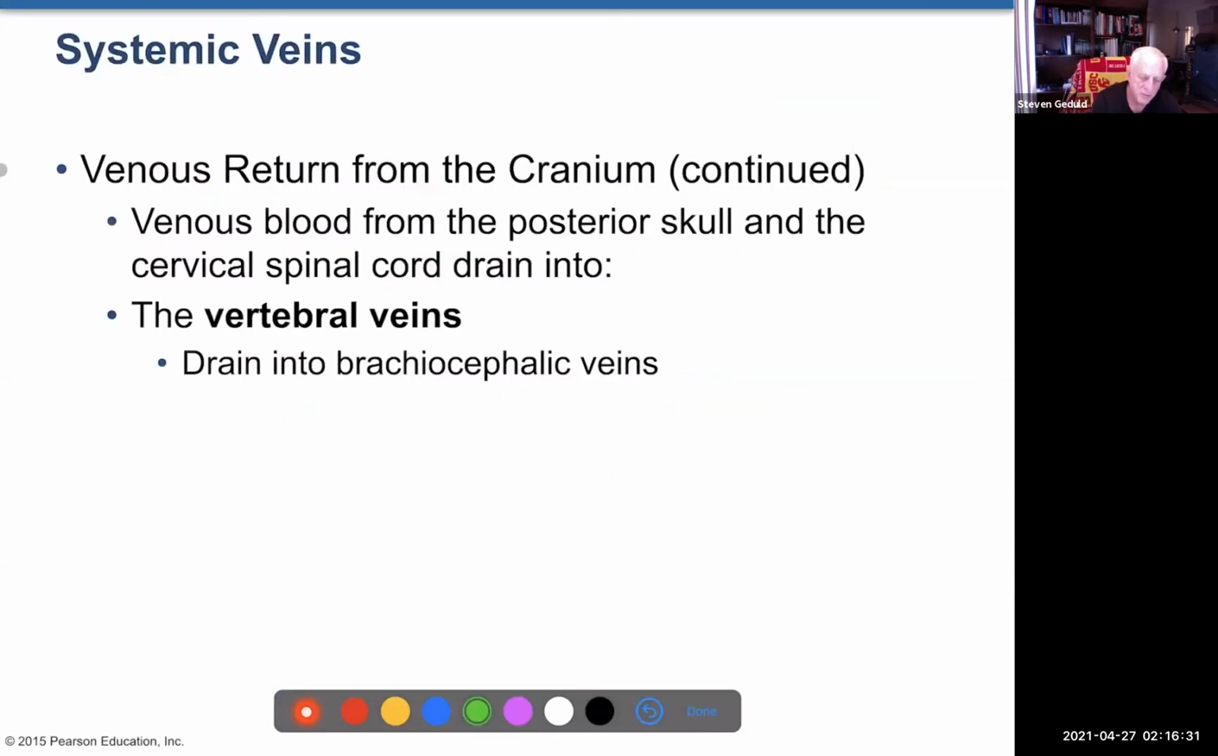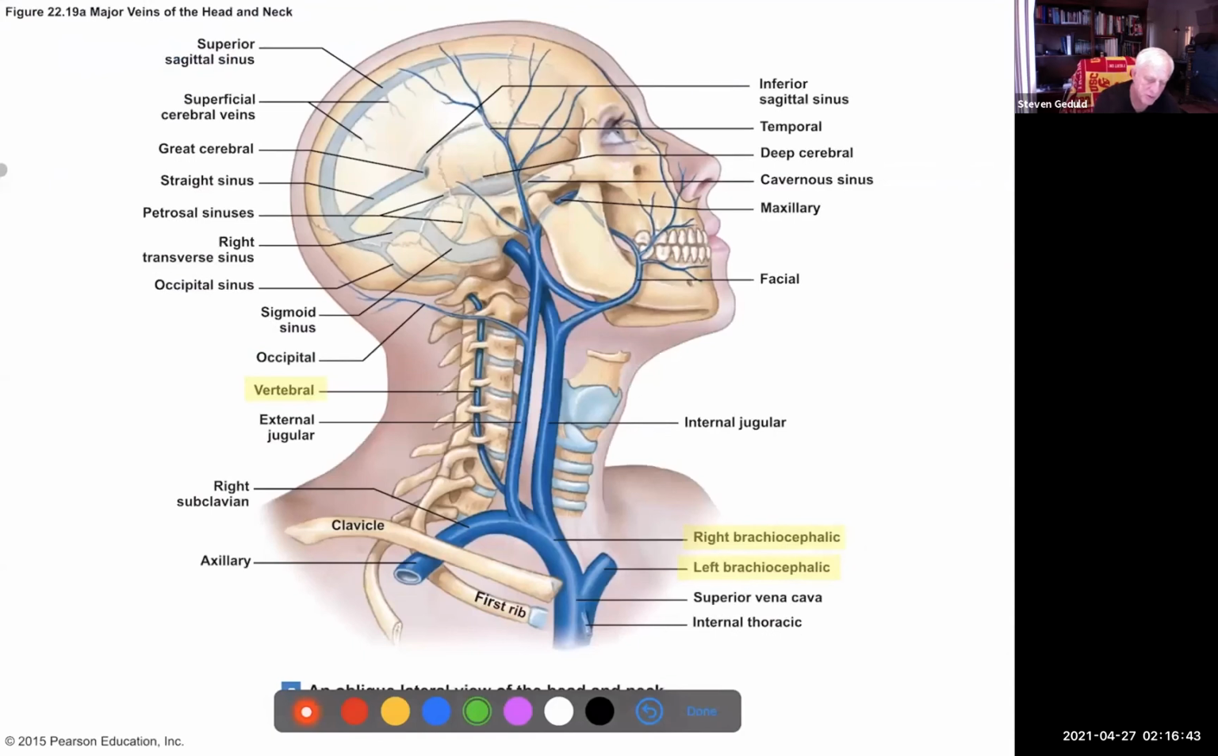For venous return from the posterior skull and the cervical spine, the blood drains into the vertebral veins, which drain into the brachiocephalic veins, which drain into your superior vena cava. So here's your vertebral vein coming down. It drains down through here into the right brachiocephalic vein and into the superior vena cava.